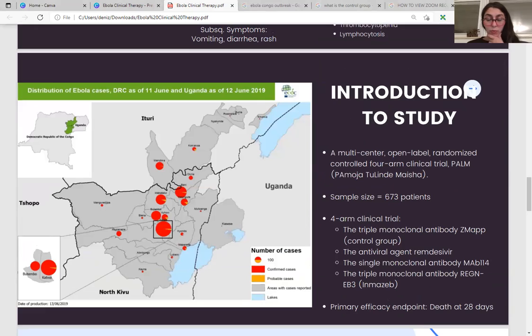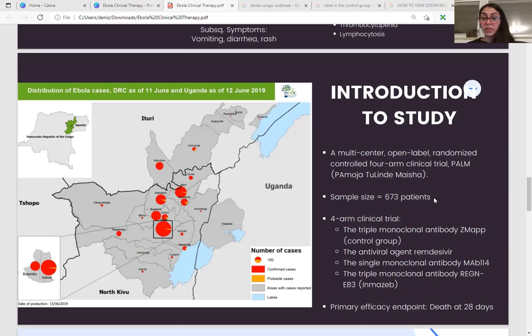So now we're diving into the study. The study is pretty interesting. It was started in the Democratic Republic of Congo, like I said, in August 2018, during a major outbreak there. So I thought that was interesting. And they call this the PALM trial, as you can see here, Pamoja Tulinda Maisha, which stands for Together Save Lives in Kiswahili language.